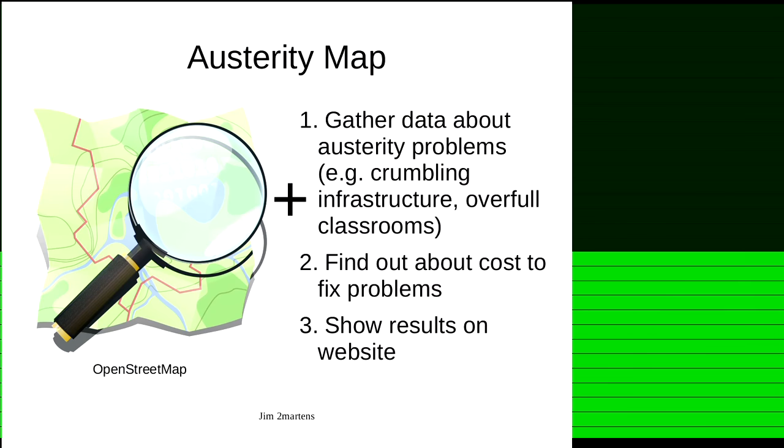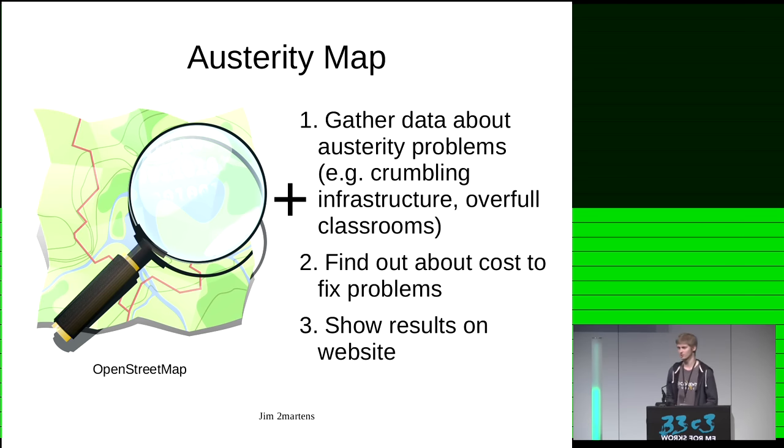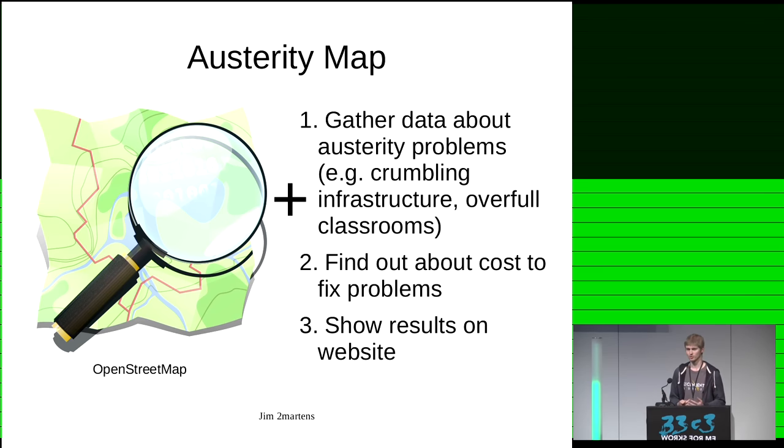So one could use OpenStreetMap data, for example, as a backdrop, starting with universities, and then gather data about specific consequences of austerity, like overcrowded classrooms because you don't have enough money for professors and so on, or crumbling infrastructure. I think there are lots of examples out there. Or if you want to expand the scope, you could look at public baths that are closed, or libraries, museums, theaters, and the list goes on. So there's a lot of data which could be gathered and presented on a map.